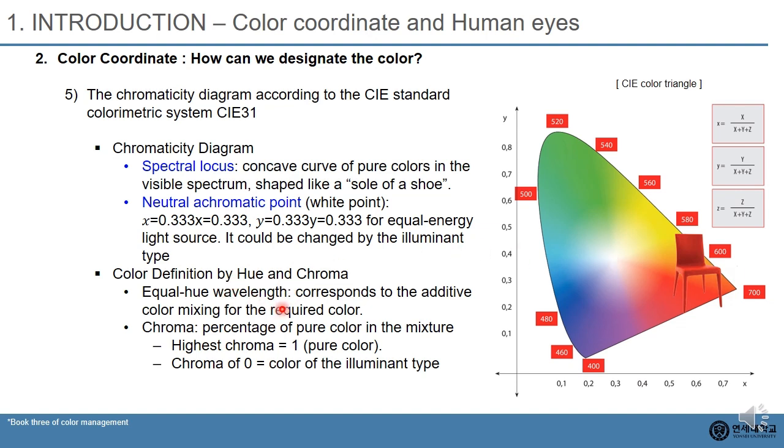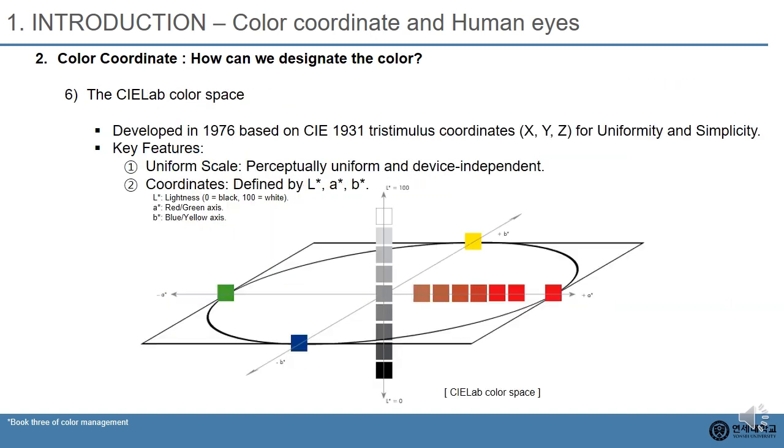Equal wavelength corresponds to the additive color mixing for the required color. Chroma is the percentage of pure color in the mixture. The highest chroma is 1 and the lowest is 0.